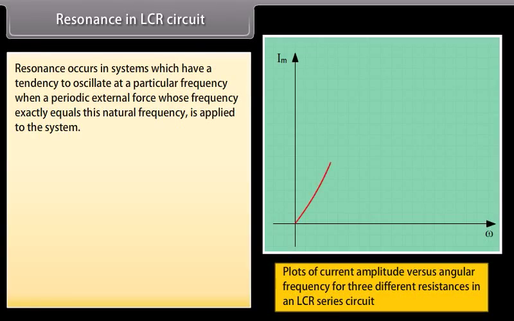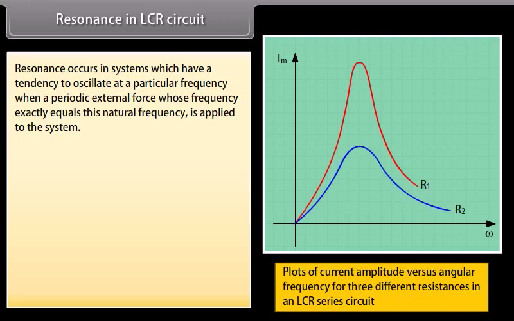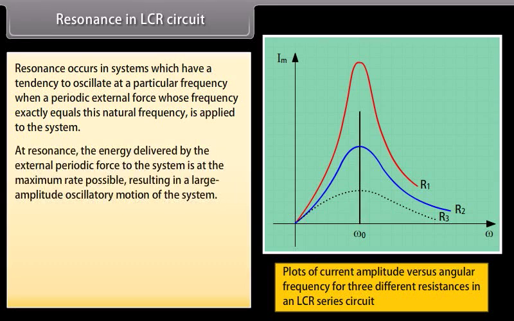Resonance in LCR circuit. Resonance occurs in systems which have a tendency to oscillate at a particular frequency when a periodic external force whose frequency exactly equals this natural frequency is applied to the system. At resonance, the energy delivered by the external periodic force to the system is at the maximum rate possible, resulting in a large amplitude oscillatory motion of the system.